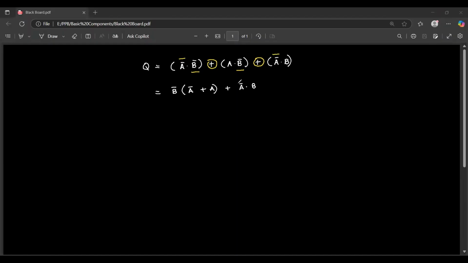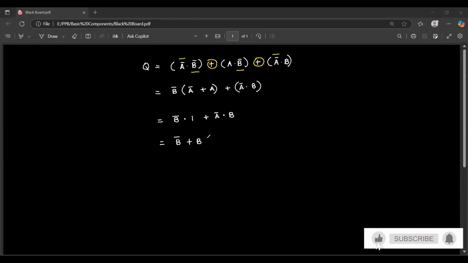So this is what I have, and this is according to the distributive law. According to the inverse law, I can say a bar plus a is equal to 1. So it will be b bar dot 1 plus a bar dot b. Here you can see this is equal to b bar according to the identity law. And here we have a bar dot b. I'm going to write this as b a bar because we can change the order, right? According to the commutative law, the order doesn't matter. So we have b bar plus b a bar.